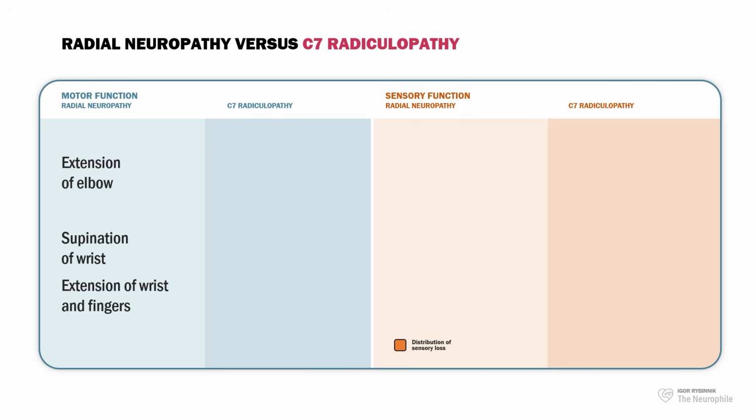C7 radiculopathy is actually the most common radiculopathy. There is significant overlap between the motor function of the radial nerve and the C7 nerve root, except when it comes to the supination of the wrist, where C6 is the dominant nerve root. Supination of the wrist is accomplished by the radial nerve innervated supinator and the musculocutaneous nerve innervated biceps.